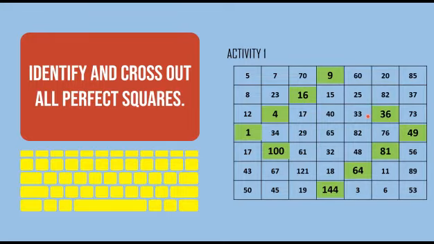And 16 here is from 4 times 4. Another one is 121. 121 comes from 11 times 11. And the last one is 25. 25 comes from 5 times 5. So those are the perfect squares presented in the table.